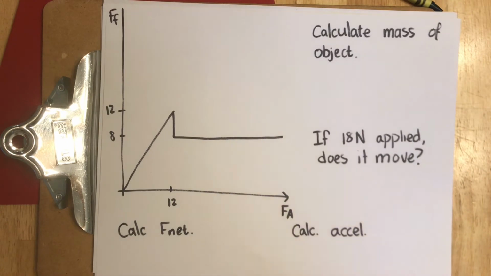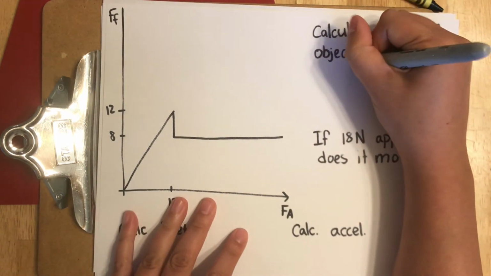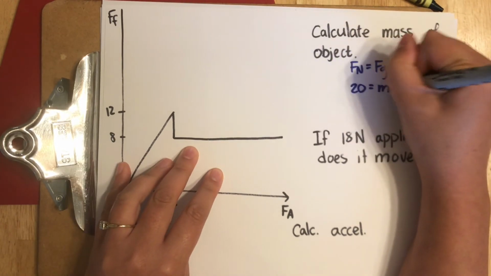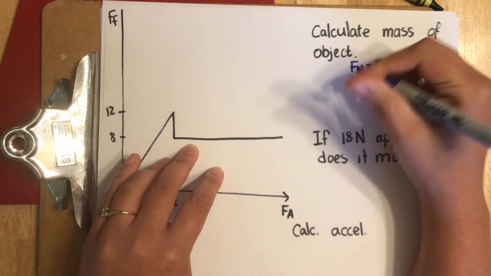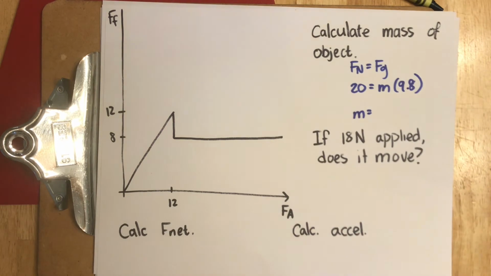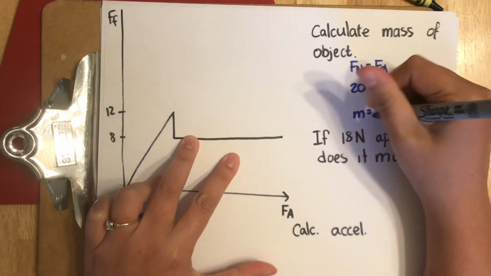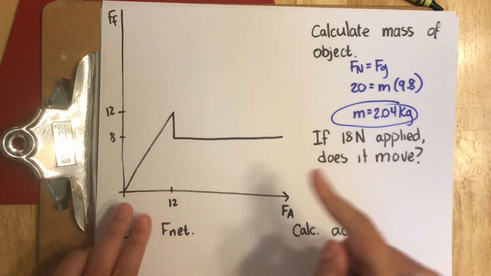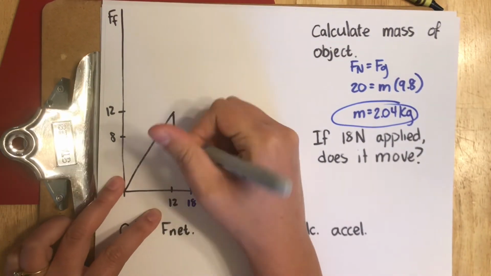Now let's do a related problem. This is the same problem, just continuing on to the next page. The normal force was 20 newtons. That means I can calculate the mass of this object. I'm going to need that in order to find the acceleration. So dividing by 9.8, I get a mass of 2.04 kilograms.